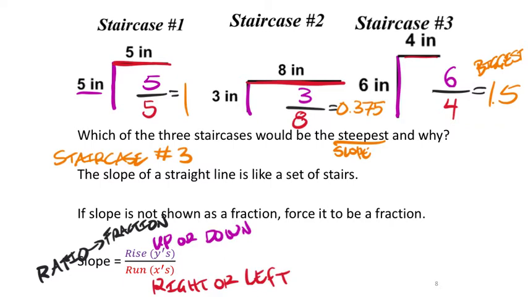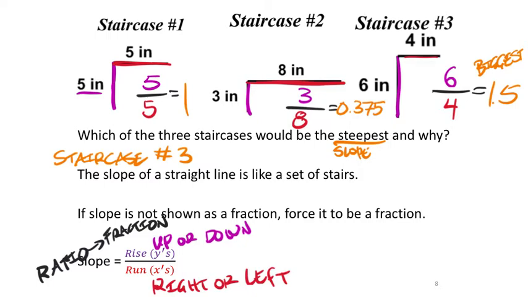Now, a common mistake with slope, especially when we look at stair steps like this, is students say, well, the number that's the biggest, that's the one that will have the most slope. So they'll say staircase 2 has the most slope, or be the steepest. No, it has nothing to do with how big the numbers are. It's a ratio of rise to run.